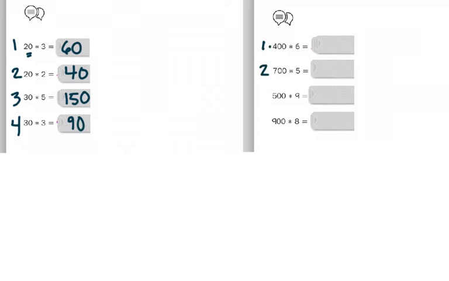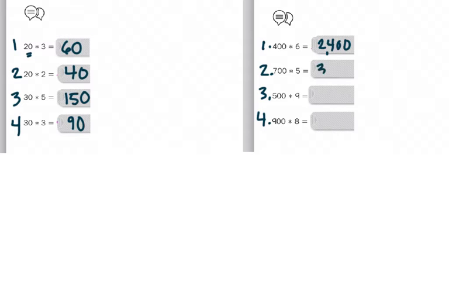Let's go ahead and do another set of 4. Go ahead and erase number 1 to 4 and find the product, or the answer, when you multiply these extended facts. Pause your video now. Number 1, 400 times 6. Well, 6 times 4 is 24. Add your 2 zeros on, 2,400.